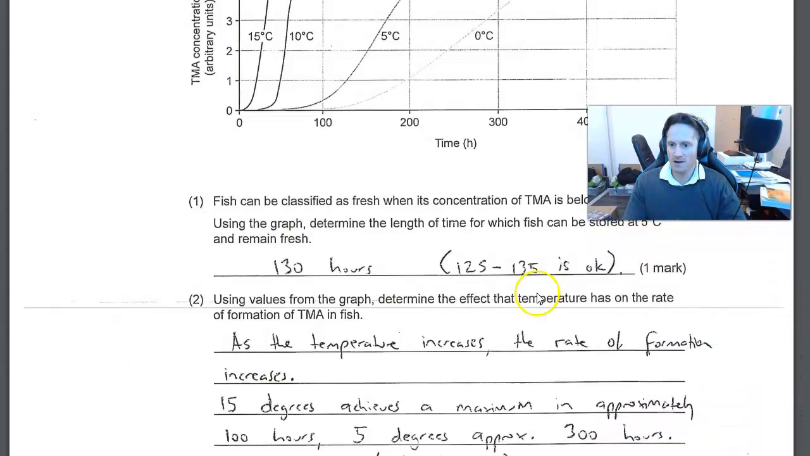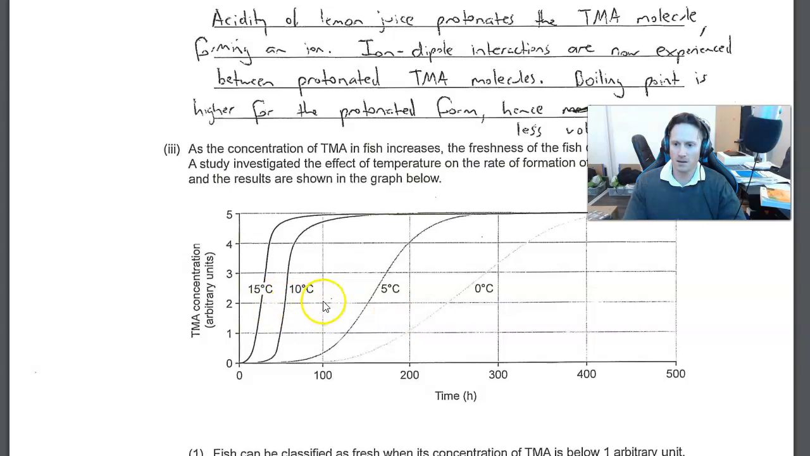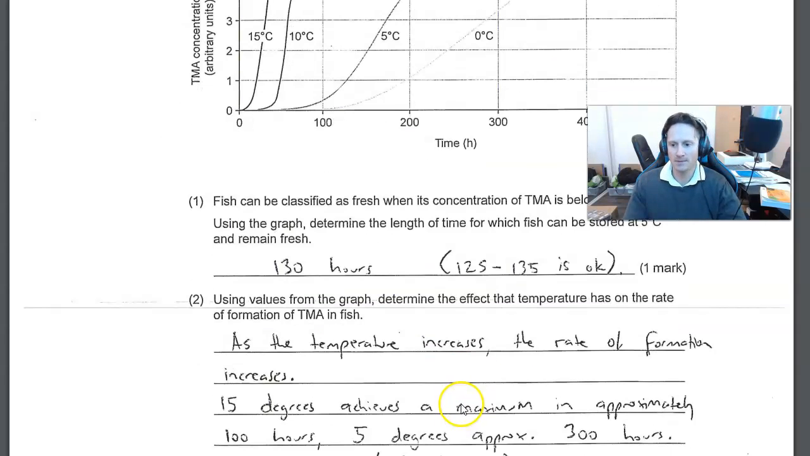Using the values from the graph, determine the effect that temperature has on the rate of formation of TMA in fish. So as the temperature increases, the rate of formation increases. So basically, that's higher, and you make more TMA more quickly because the slope is steeper. Okay, low temperature, the slope is less steep. So that's indicative of rate, because rate is formation over time. So temperature increases, rate of formation increases. You need to refer to data, guys. You need to refer to data.